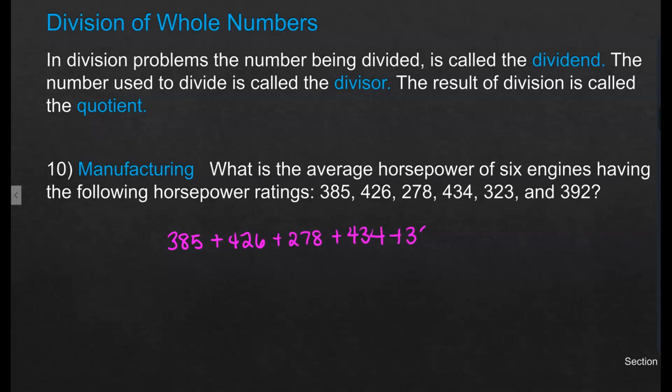So write out your numbers. And then we're dividing by 6. Now, one thing I will do with something like this, if you at least write out your total, which in this case, if you add up these numbers, we end up with 2,238, and we're dividing by 6.